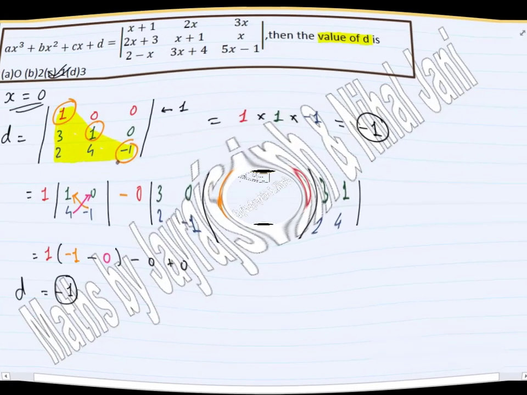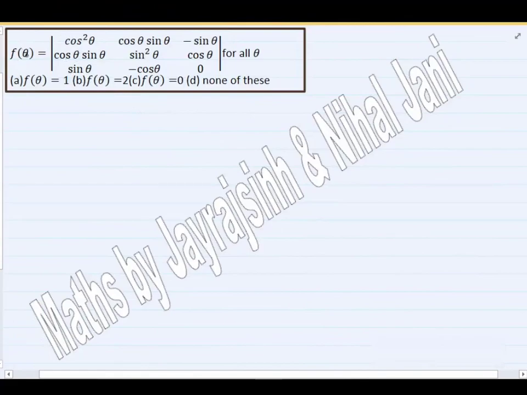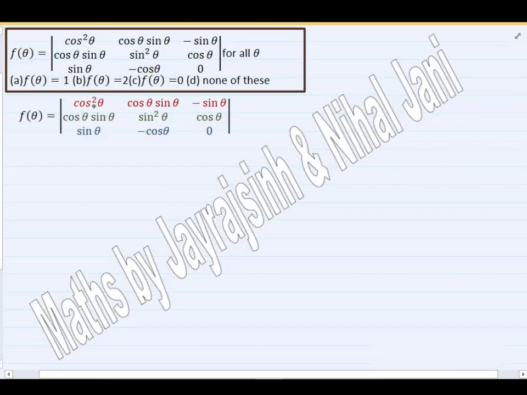Okay, now here we have f of theta equal to one big determinant filled with sine and cos. We have to find the value of f of theta for all the thetas. So first of all, let's get our determinant, and here it is. To get the value of f theta, we have to expand this determinant. Let's expand with respect to the first row. The first element of the first row is cos square theta, then minus the second element cos theta sin theta, and plus the last element minus sin theta.